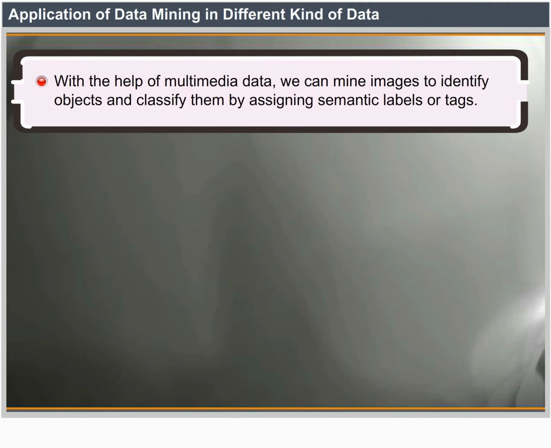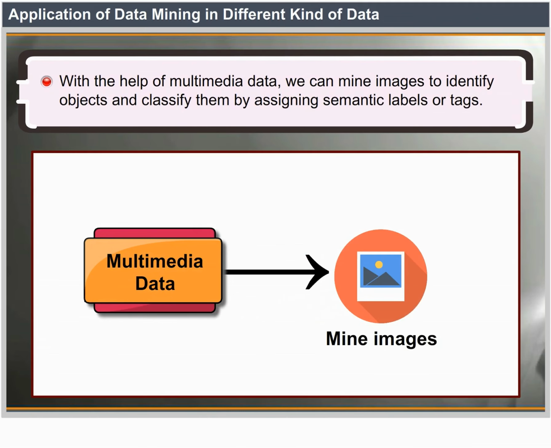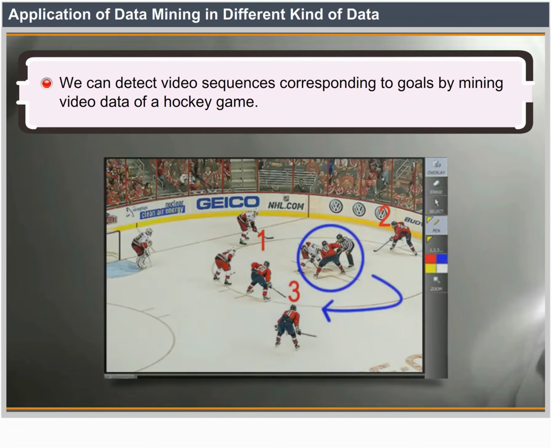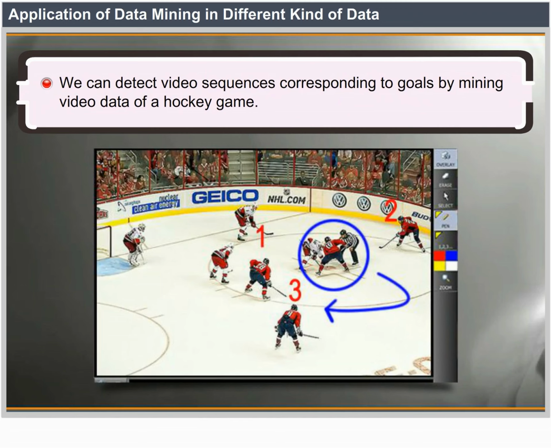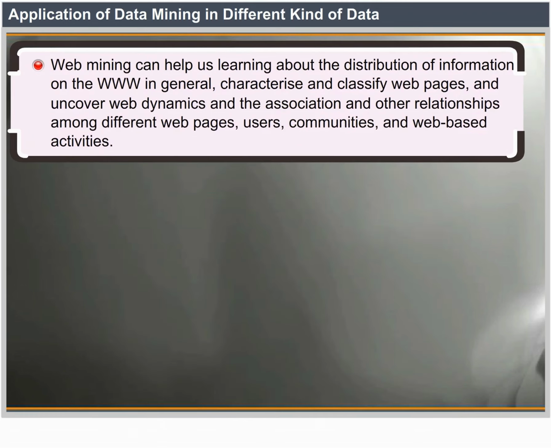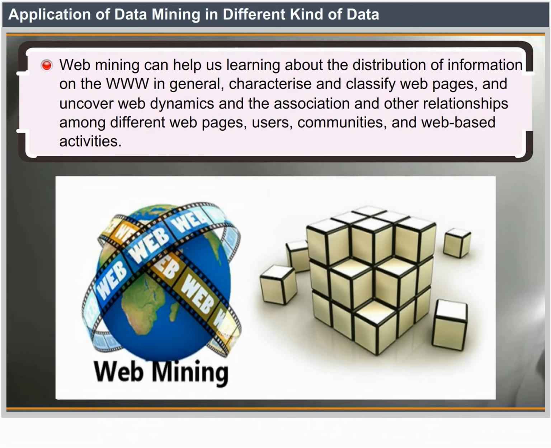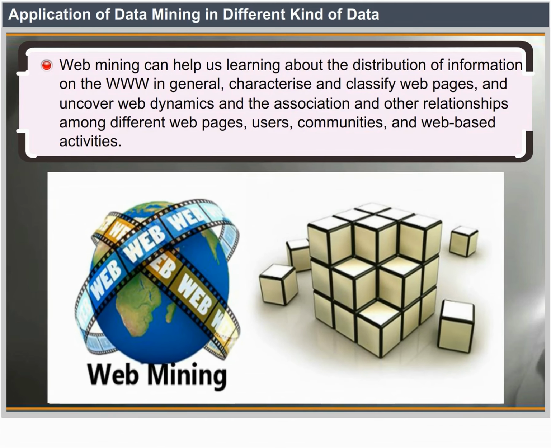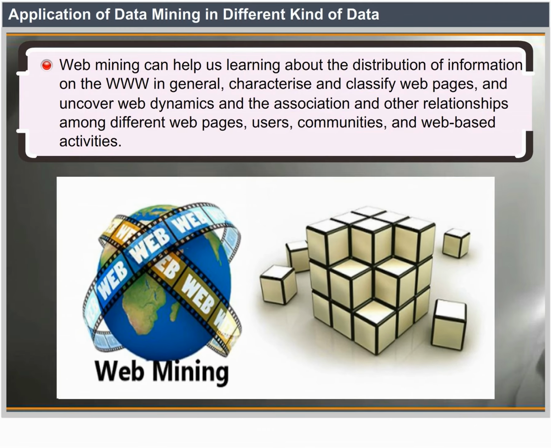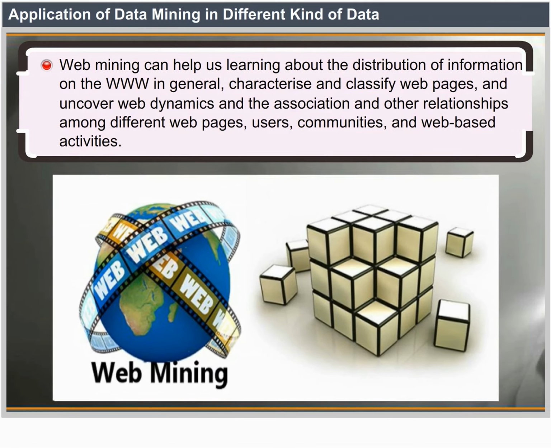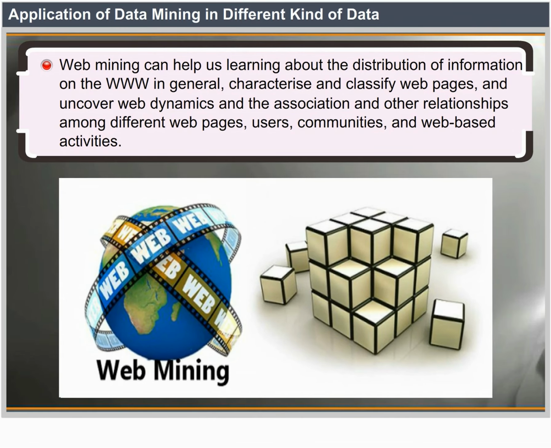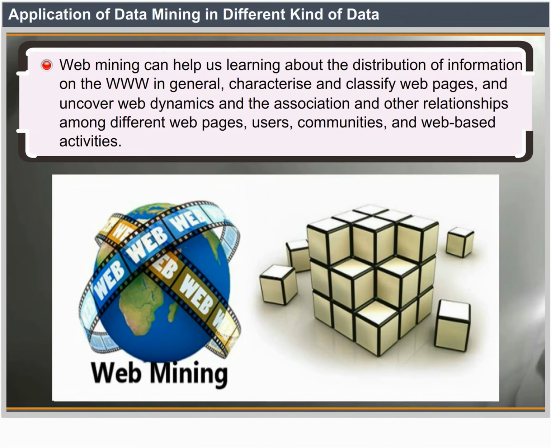From multimedia data, we can mine images to identify objects and classify them by assigning semantic labels or tags. By mining video data of a hockey game, we can detect video sequences corresponding to goals. Web mining can help us learn about the distribution of information on the WWW in general, characterize and classify web pages, and uncover web dynamics and the association and other relationships among different web pages, users, communities, and web-based activities.